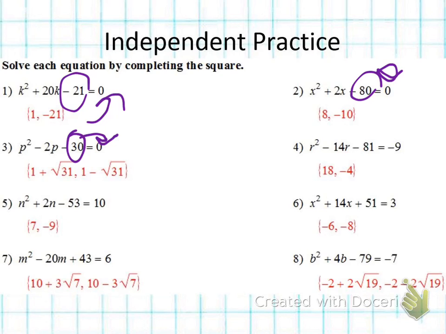Alright, well, that's it for today's lesson. We're going to continue working on these tomorrow with cases where a is not equal to 1.